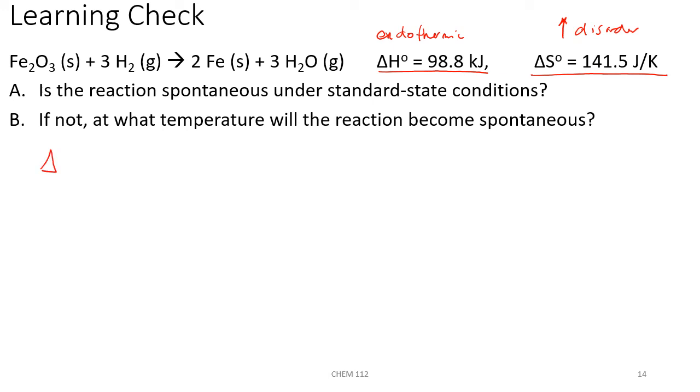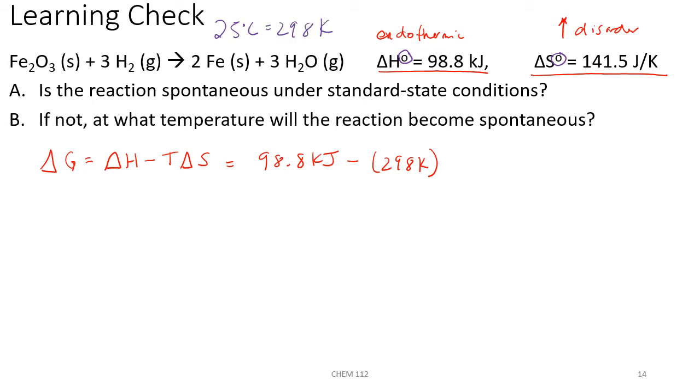If we want to determine if the reaction is spontaneous or not, we want to calculate the delta G. The sign on delta G will tell us if the reaction is going to be spontaneous. We can calculate delta G by taking delta H minus T times delta S, making sure that our units are all correct. The enthalpy is 98.8 kilojoules minus our temperature, which is going to be 298 Kelvin. Our temperature is assumed to be 25 degrees Celsius at the standard state, which is what those superscript naughts represent. 25 degrees Celsius is equal to 298 Kelvin.